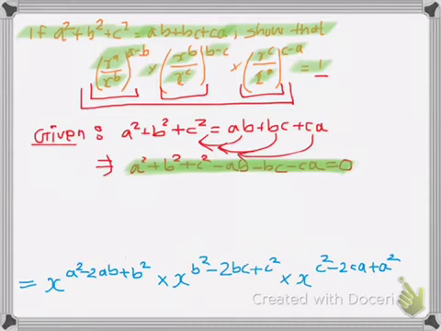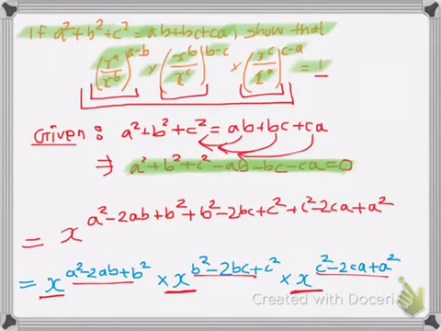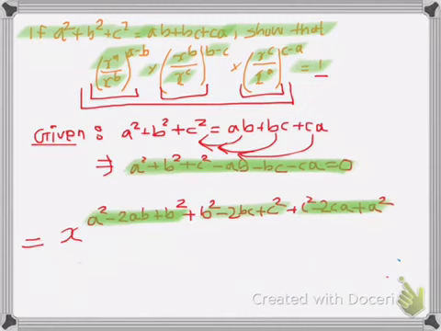This is it. Now once again, since the same base has been multiplied, we can write it in the form of a single base and add all the powers. So on adding, we get a squared minus 2ab plus b squared, which is the power of the first x, plus b squared minus 2bc plus c squared, the power for the second x, and c squared minus 2ca plus a squared, the power of the third x. When we observe clearly, we can see a has been repeated two times. Similarly, b has been repeated two times, and also c has been repeated two times.